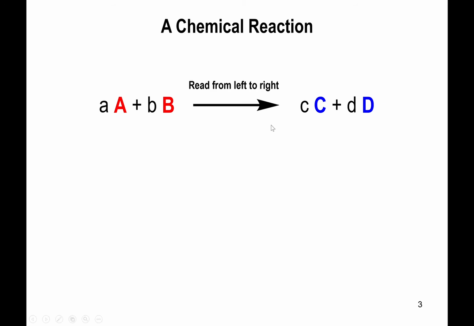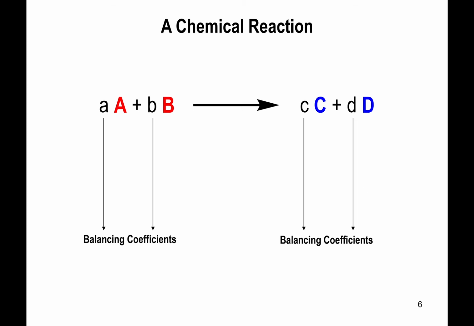Now, the way you read this is the same way you read most anything else. You read it from left to right. And the big A and big B represent what we call reactants. Anything to the left of the arrow is your reactant. Anything to the right of the arrow is what we call the products. And little a, little b, little c, and little d are what we call the balancing coefficients.